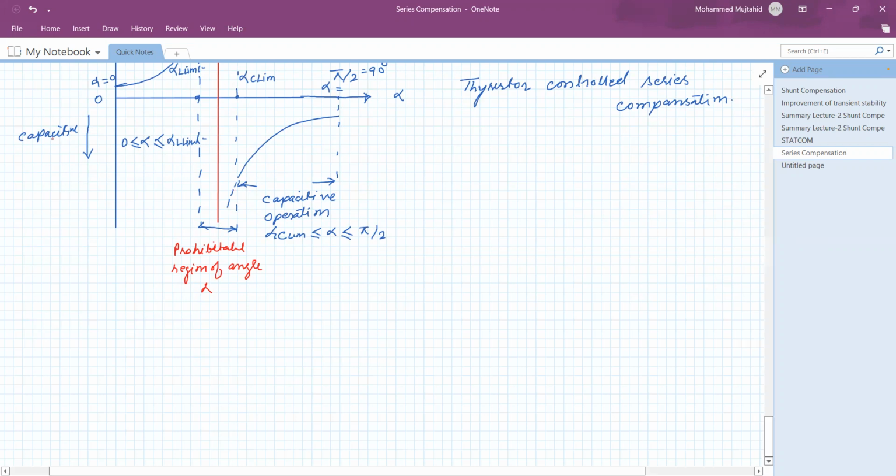So this is the end of thyristor controlled series compensation or series capacitor. In the next lecture, we will see the switching converter type or voltage source converter type series compensation instead of inductive reactance and capacitance. Thank you.